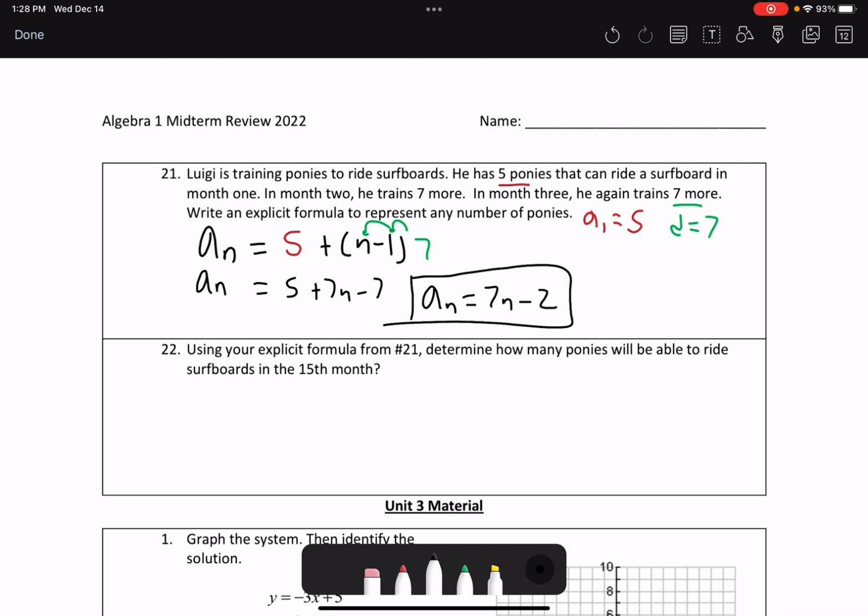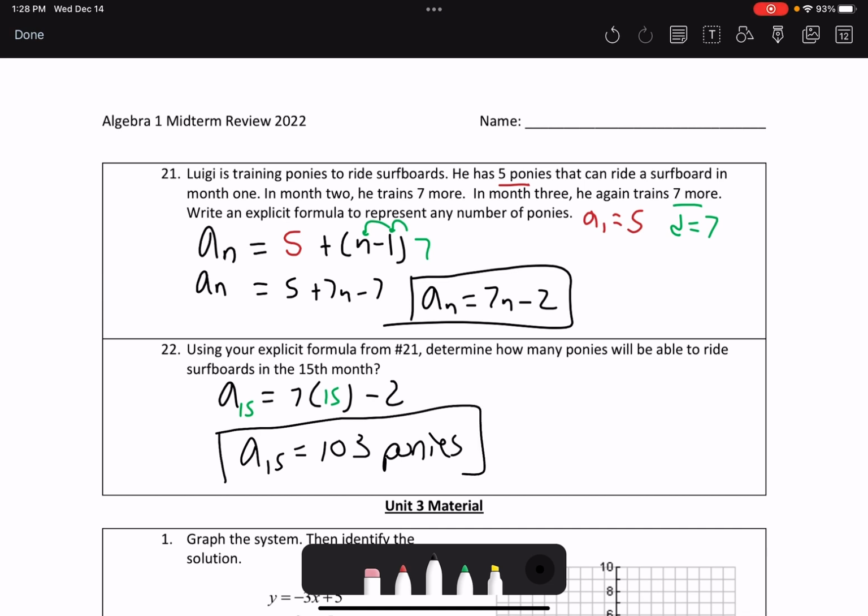Now, using that explicit formula, I want to determine how many ponies will be able to ride surfboards by the 15th month. So that means I'm going to replace my n value with 15. So anywhere I have an n, I'm going to replace it with the number 15. So in my calculator, I can do 7 times 15 minus 2. That means that Luigi trained a total of 103 ponies by month 15.